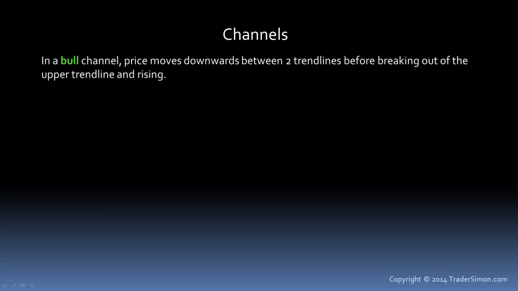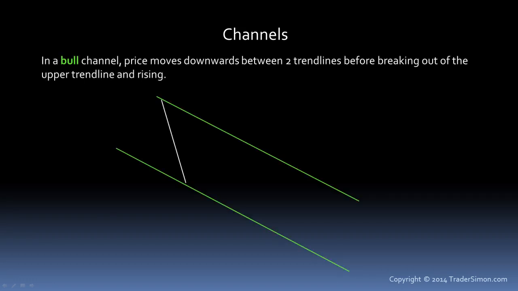In a bull channel, price moves downwards between two trend lines before breaking out of the upper trend line and rising. Okay, let's go back to the real charts and I can show you what a bull and bear channel look like.